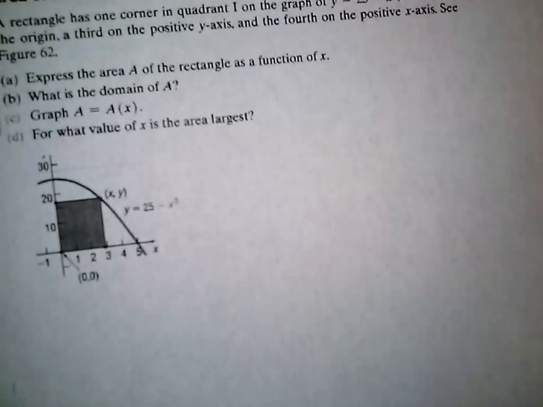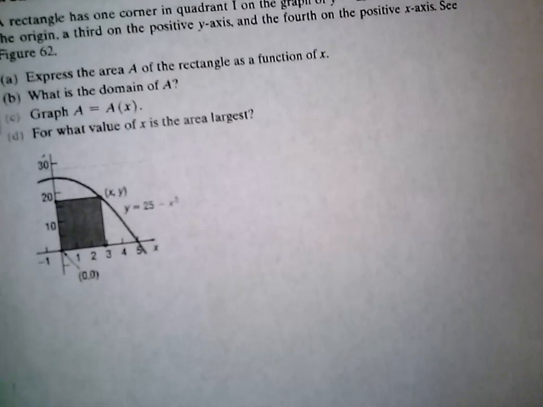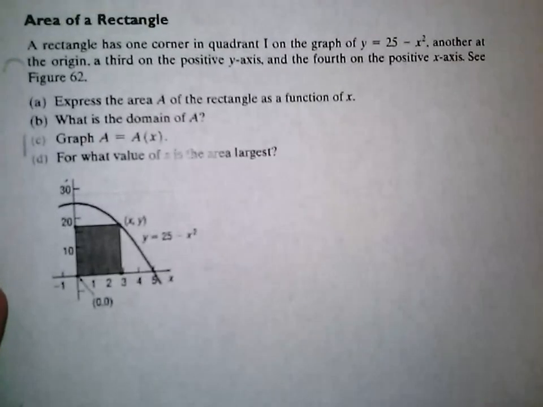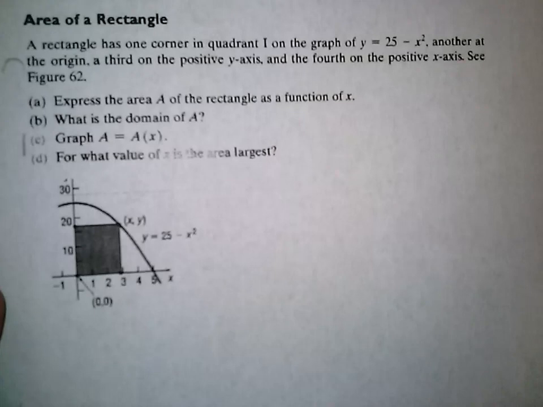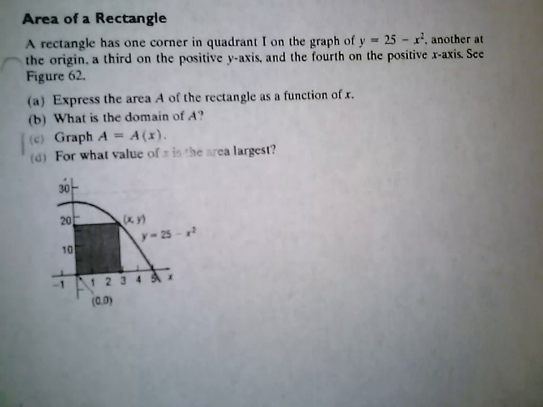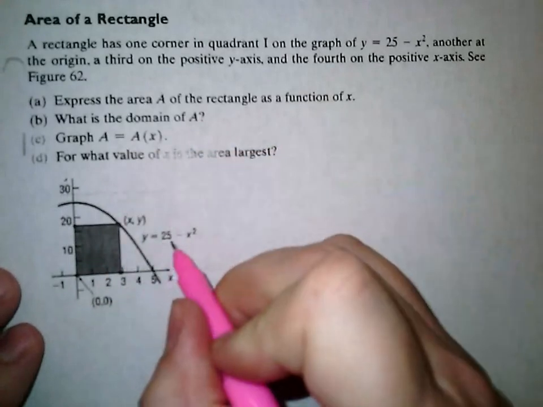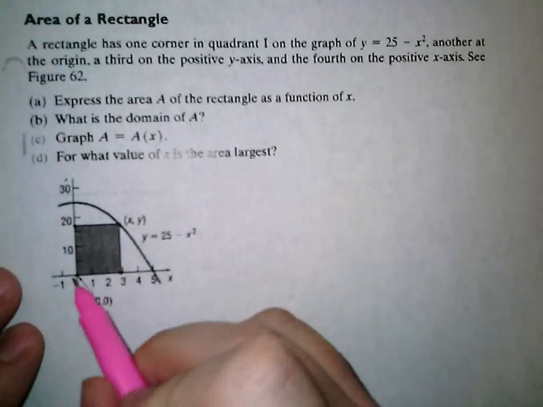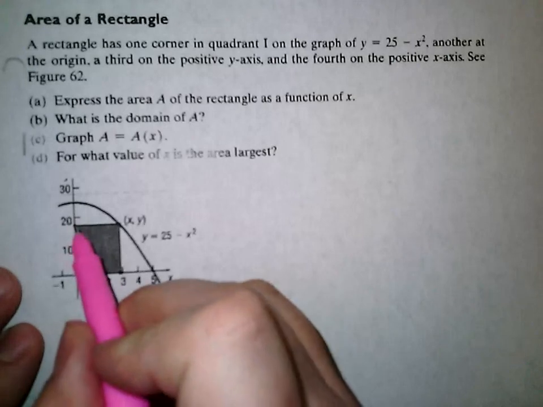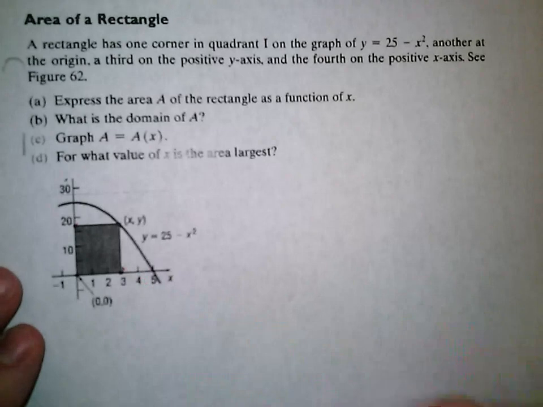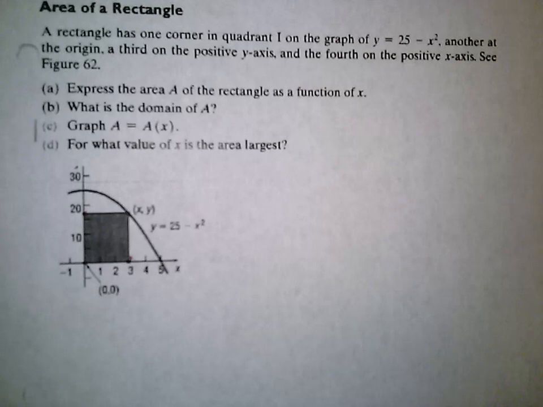Let's see, area of a rectangle. So we're supposed to express the area of a rectangle as a function of x. So our rectangle has one corner in quadrant 1 on the graph of y equals 25 minus x squared, and another at the origin, a third one over here on the positive y-axis, a fourth one over here on the positive x-axis. And so we're supposed to do the area of that rectangle.